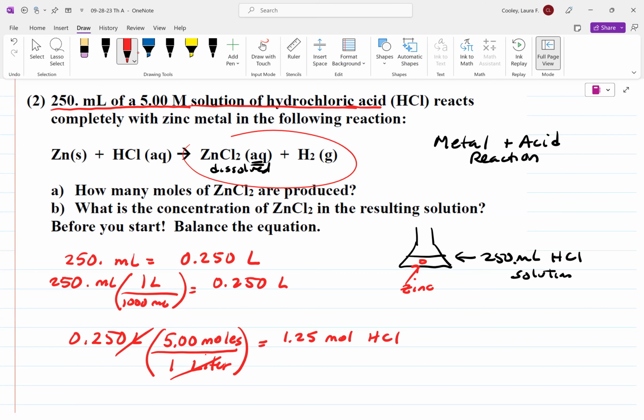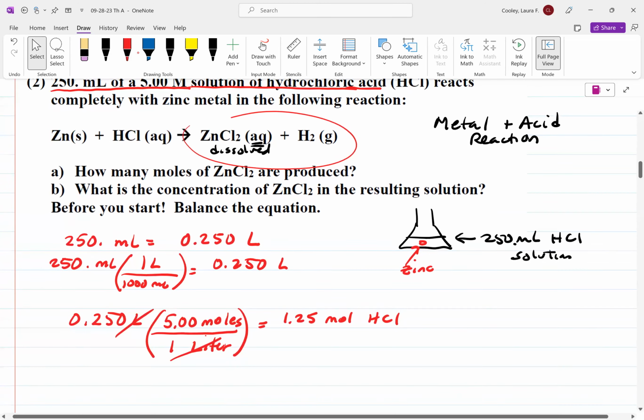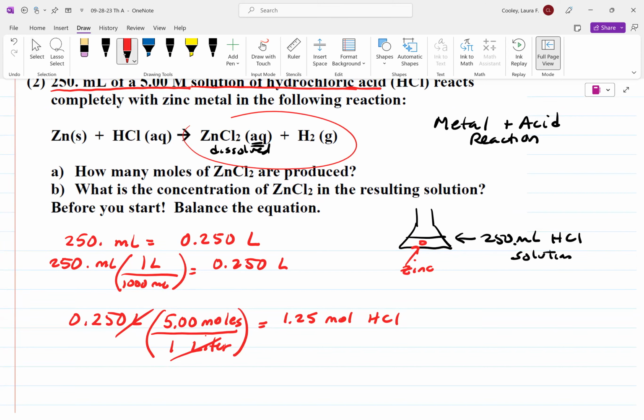And now it's just the same as ever to go from the moles of HCl to the moles of ZnCl2. Oh, but one thing, what didn't I do in this reaction? I did not balance it, and you have to balance it. So I guess I would say that you must use a balanced equation.